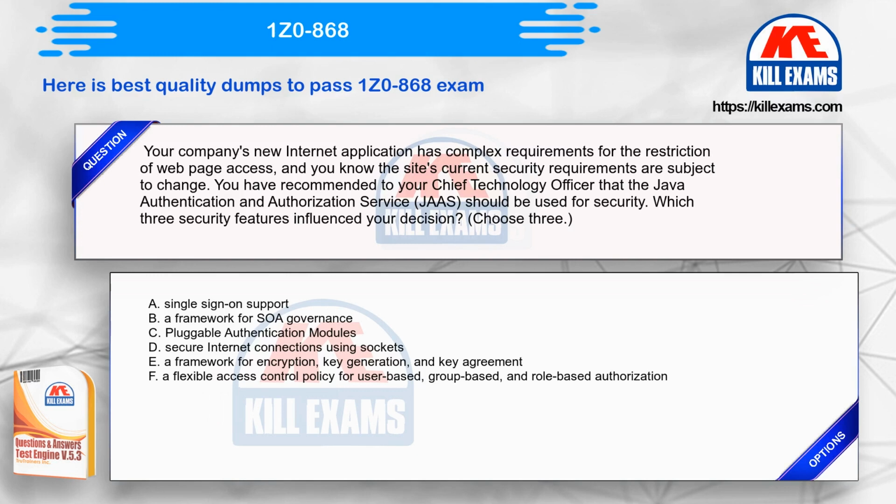Choose 3. Option A. Single sign-on support. Option B. A framework for SOA governance. Option C. Pluggable authentication modules. Option D. Secure internet connections using sockets. Option E. A framework for encryption, key generation, and key agreement. Option F. A flexible access control policy for user-based, group-based, and role-based authorization.